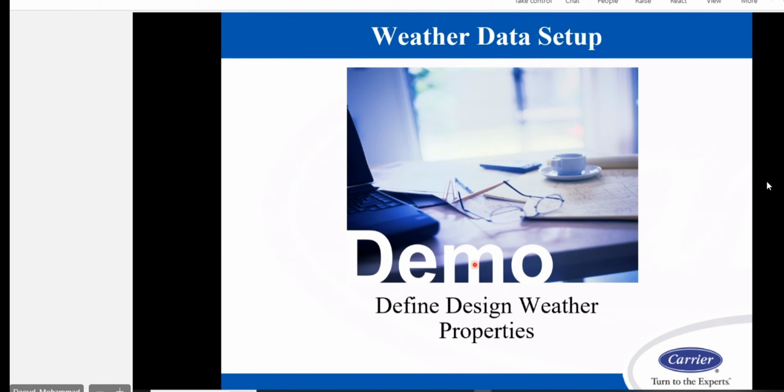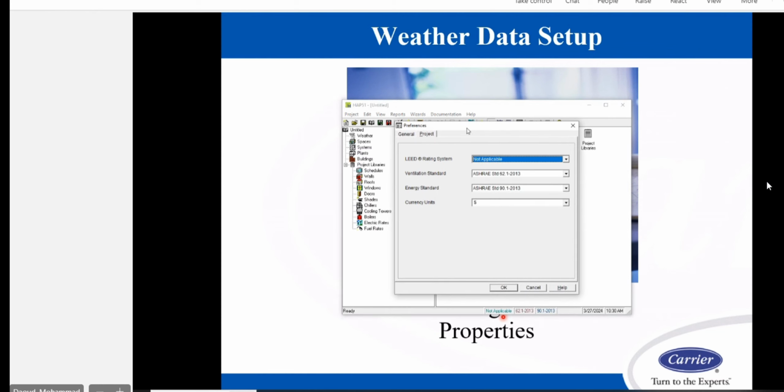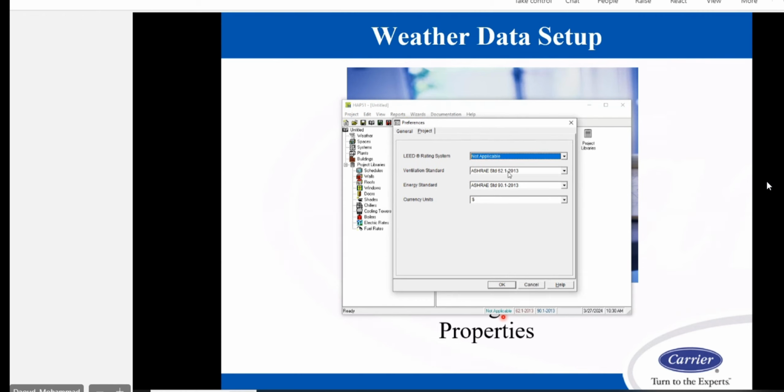Let's start the demo of the software. This is the Hub 5.11 International Edition, as we mentioned. The preferences are the first thing to open. If we need a LEED rating system, we can select the version of LEED, or if it's not applicable, we can keep it as it is.